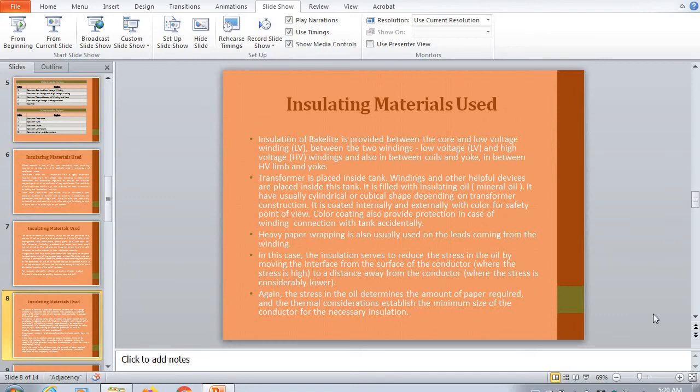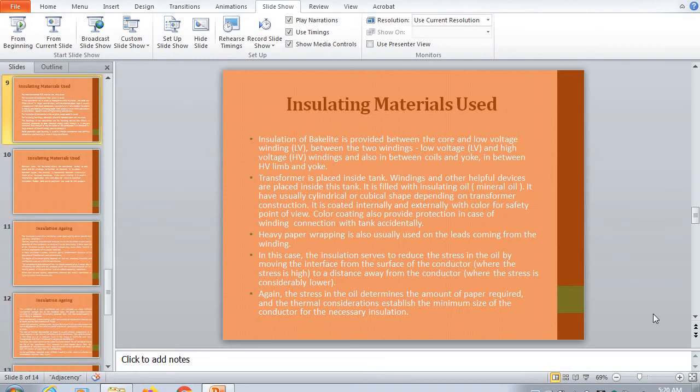Heavy paper wrapping is also usually used on the leads coming from the winding. In this case, the insulation serves to reduce the stress in the oil by moving the interface from the surface of the conductor, where the stress is high, to a distance away from the conductor where the stress is considerably lower. Again, the stress in the coil determines the amount of paper required, and the thermal considerations establish the minimum size of the conductor for the necessary insulation.